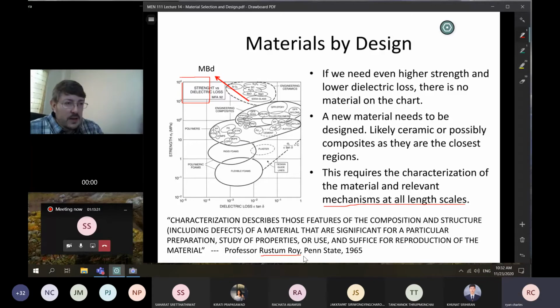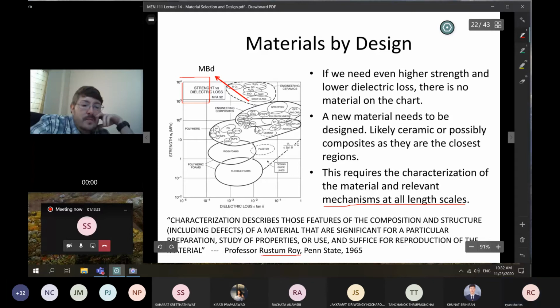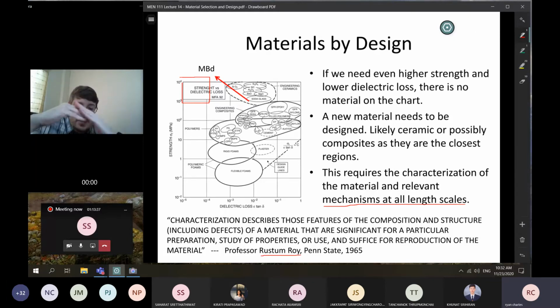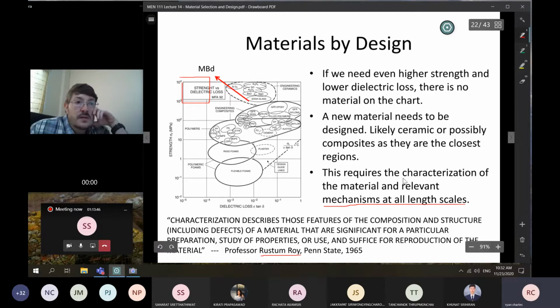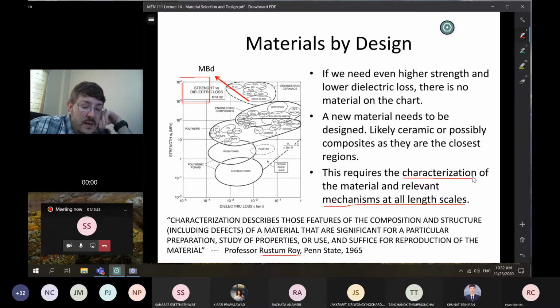So, with these charts, right, materials, they encompass an area. We can try to expand the area, or we can just jump to a new area entirely and invent one. But to do that, you need an awful lot of characterization. You need to know how things are functioning so that you can try to make them function better.